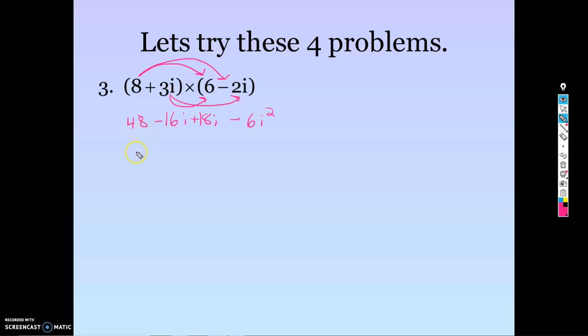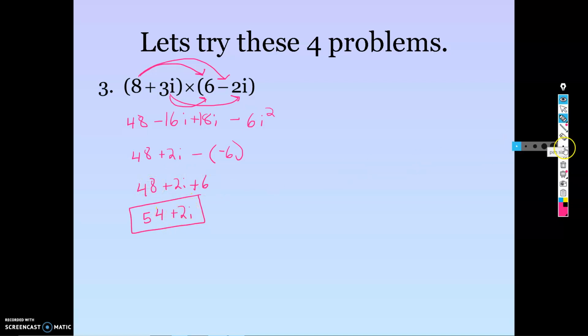Let's clean this up. 48 minus 16i plus 18i, that'll give us plus 2i, minus 6 times i squared. i squared is negative 1. Negative 1 times 6 is negative 6, and then we have the subtraction out in front. So that'll be plus, so this will end up being 48 plus 2i plus 6. 48 plus 6, that'll give us 54 plus 2i. The real part always goes first, the imaginary part always goes second. So if you have your imaginary part first, just rewrite it so it goes second.